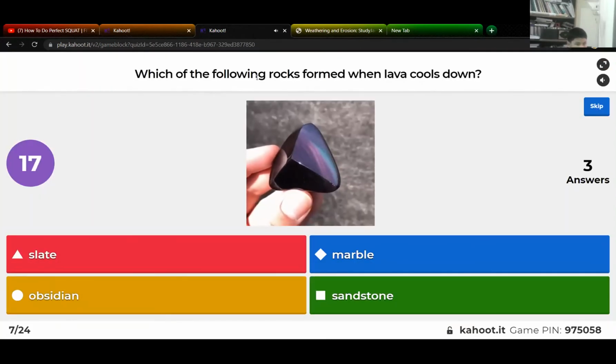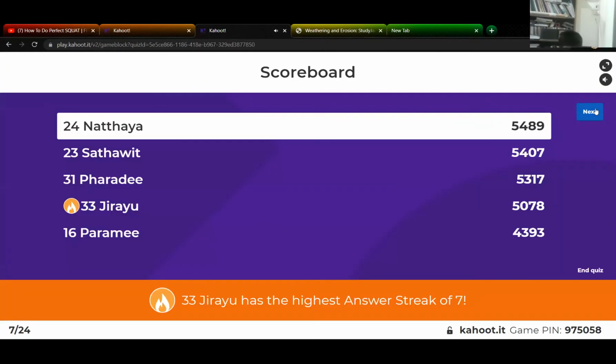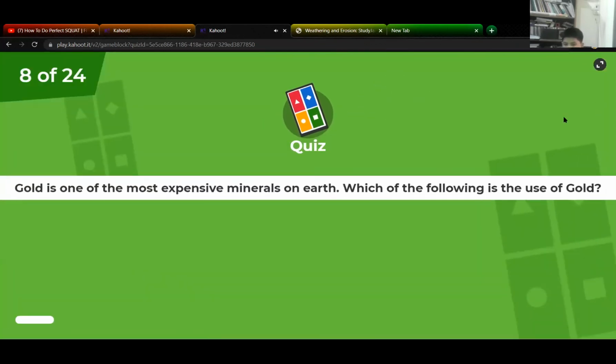Which of these following rocks form when lava cools down? Okay, this is very simple. The one that you can see here is the real name of the rock. Is the correct answer. Yeah, wow, good job. Wow, Jirayu is on fire.